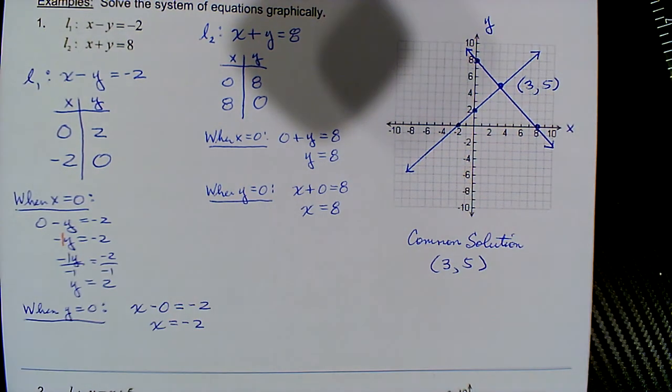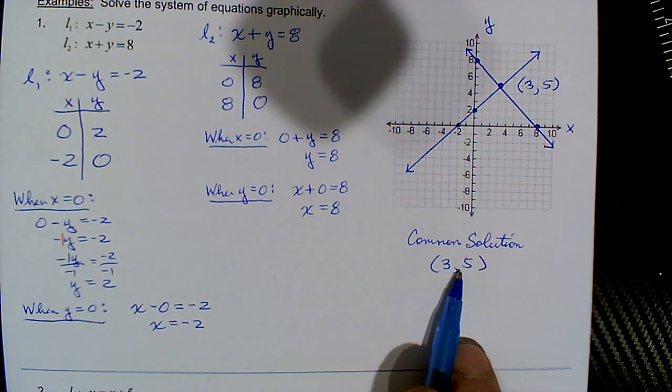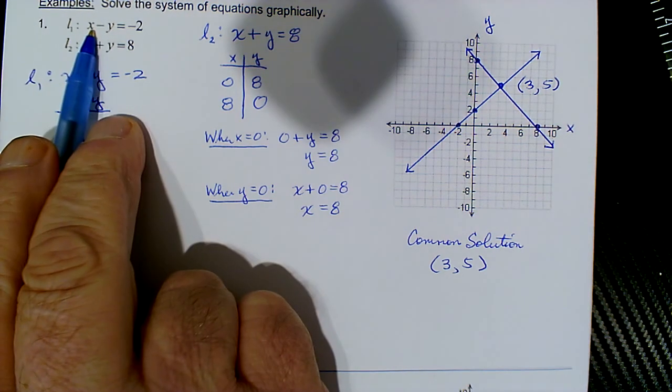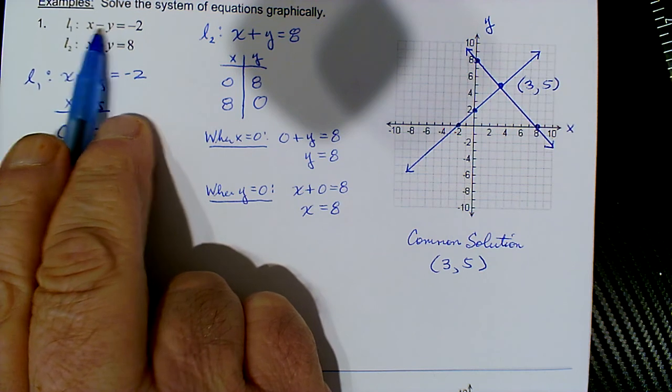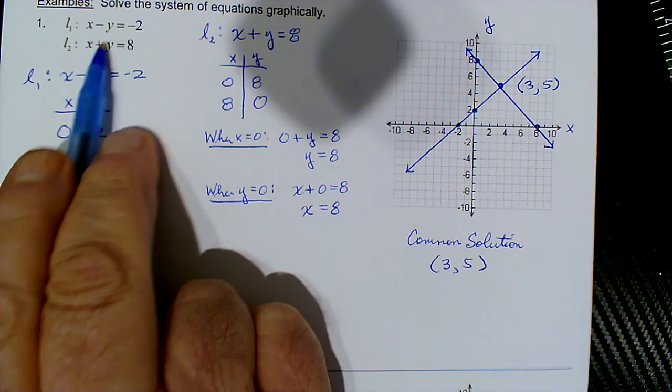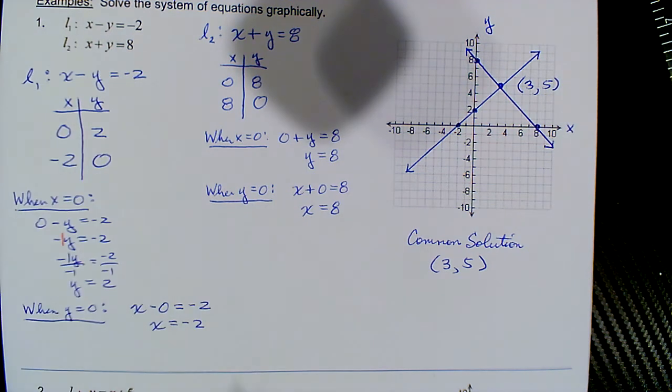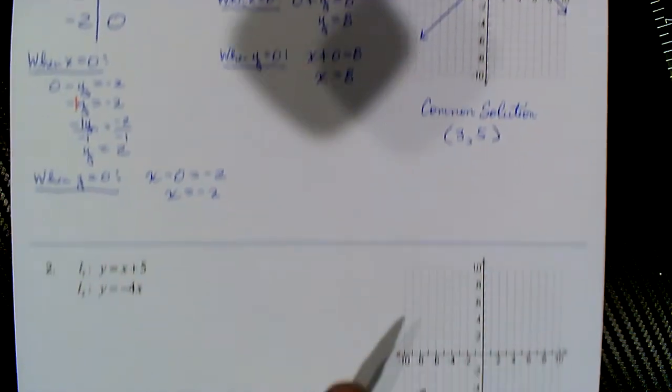And you can check this by substituting into each line. Just doing it mentally, x is 3 minus y is 5. 3 minus 5 is negative 2. And x plus y, 3 plus 5 is 8. So we're pretty much guaranteed we did that correctly. Okay, so that's how we do that.